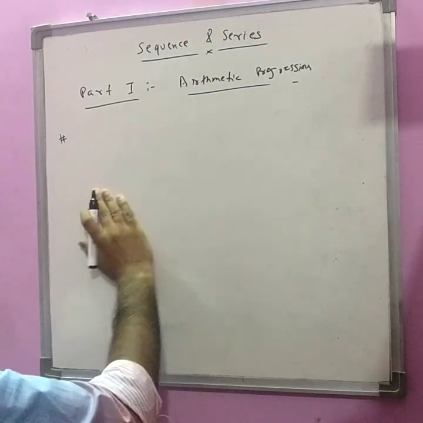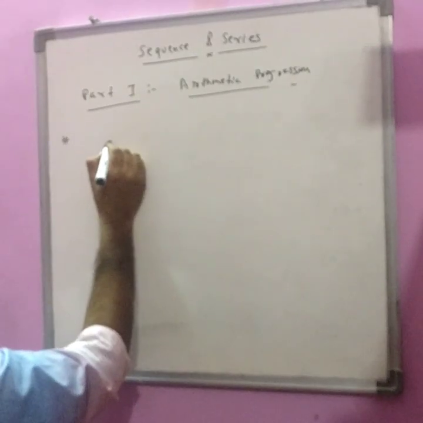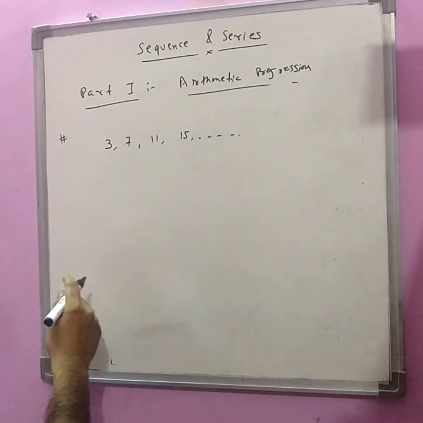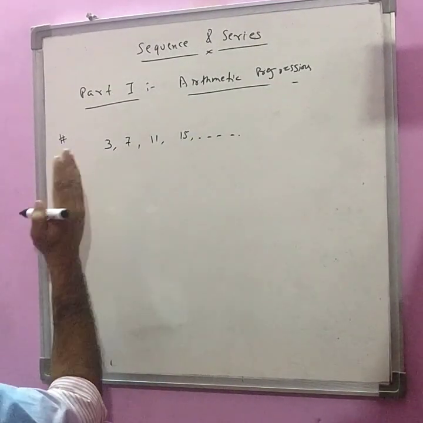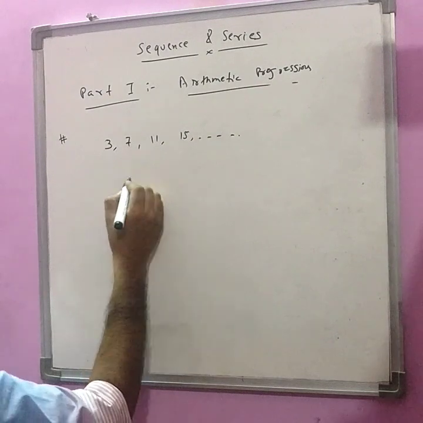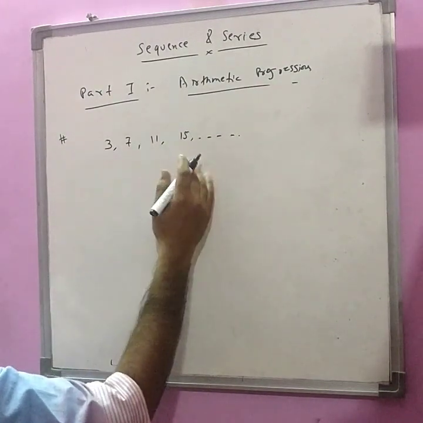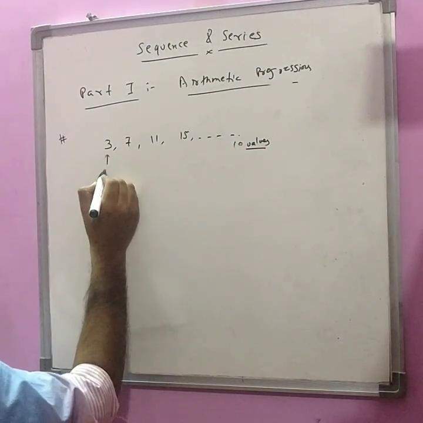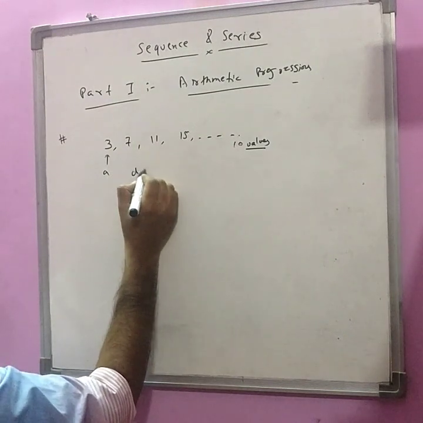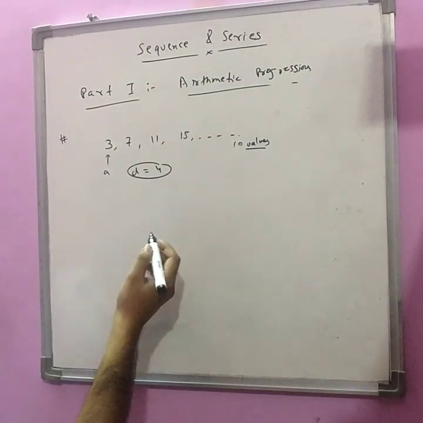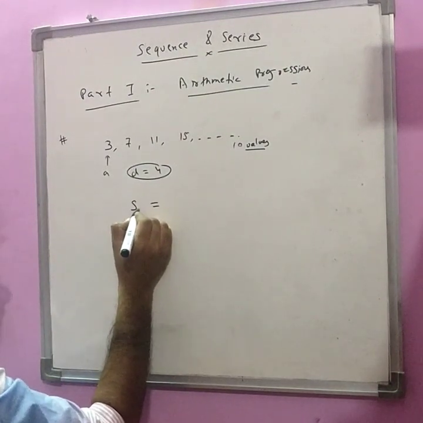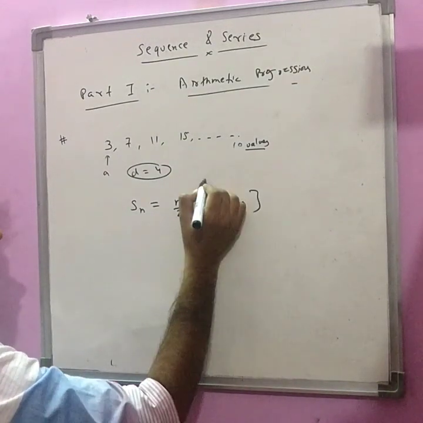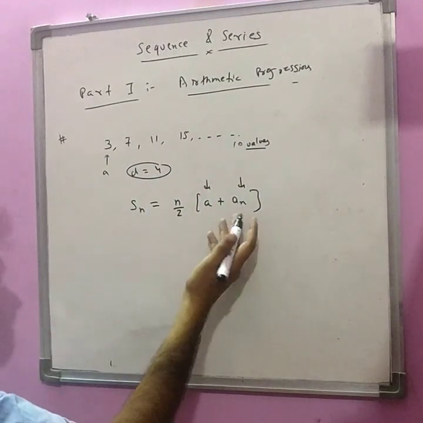Next, suppose we have an AP series like 3, 7, 11, 15 and so on, and I have to find the sum of the terms of the series. Suppose this series ends at 10 values. There are a total of 10 values in this series, and we can see that the first term A is 3 and the common difference is 4, right? So we have a formula for the sum. What is the formula? The sum of the first n terms is n by 2 times A plus an, where A is the first term and an is the last term, or you can say the nth term, right?